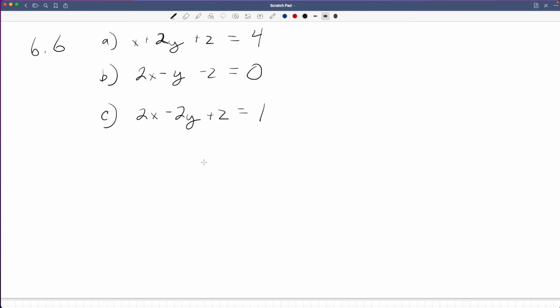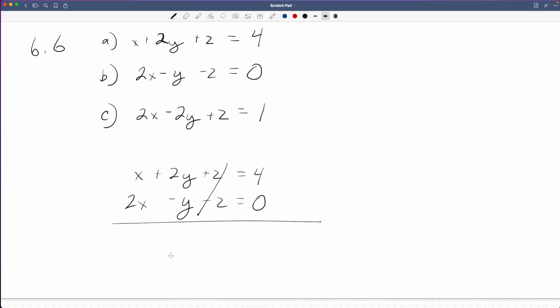All right, so I think what I'm going to do is use the top 2 because I have a way to eliminate for Z first. So let me do that here. X plus 2y plus Z equals 4. 2x minus y minus Z is equal to 0. Z's are eliminated. I have 3x plus y equals 4. So there's one that I can use for substitution or for some other purpose.